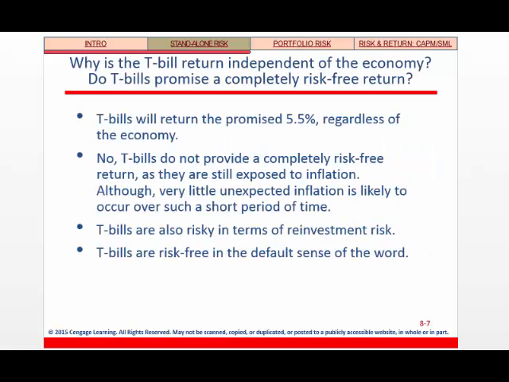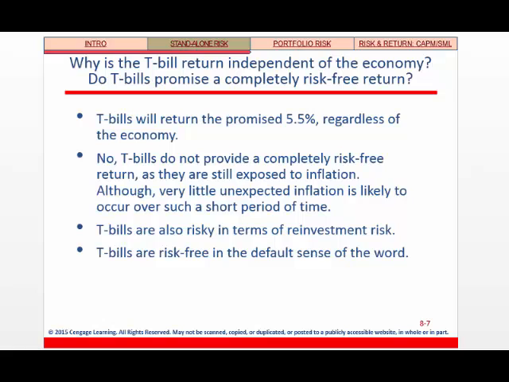Now, why is the T-bill return independent of the economy? And do T-bills promise a completely risk-free return? Well, to answer those two quick questions, the answers are pretty simple. For the most part, a T-bill is going to be independent of the economy. It's guaranteed. It's going to tell you what it is. I mean, there'd have to be some kind of Armageddon end of time scenario where you wouldn't get your T-bill money back.